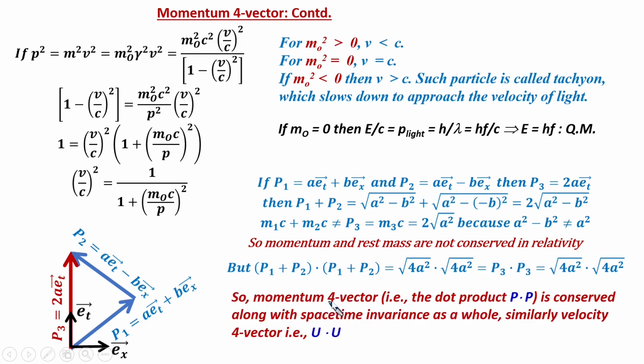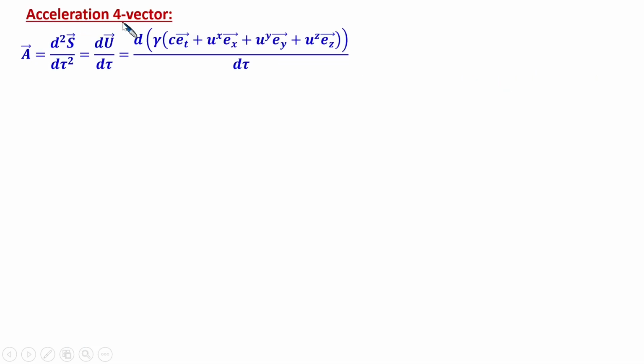So now this is valid. So now one can say this momentum 4-vector, that is the dot product p · p, is conserved along with space-time invariance. So now this p3 · p3 and this are the same, and similarly the velocity 4-vector, that is u · u, is also space-time invariant. Now we will discuss the acceleration 4-vector.